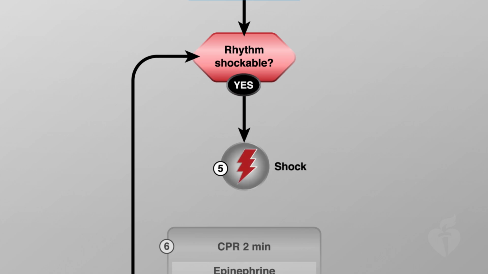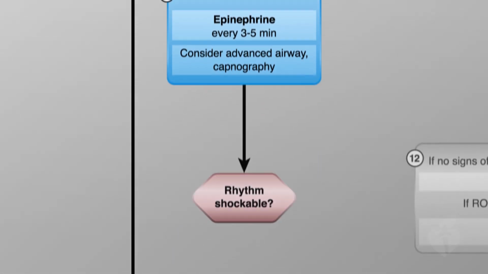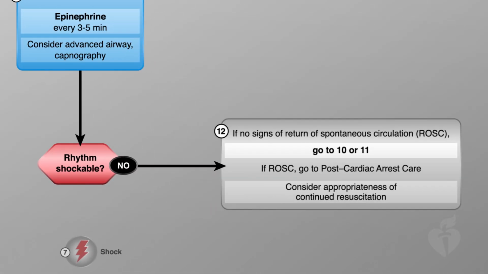If one is present, return to step 5 and work through the sequence again until ROSC is achieved, at which point you'll move on to the post-cardiac arrest care algorithm. If you are unable to achieve ROSC in a reasonable amount of time, consider the appropriateness of continuing resuscitation efforts. If you encounter non-shockable rhythms at step 4 or 6 and there are no signs of ROSC, go to step 10 or 11 on the asystole PEA pathway.